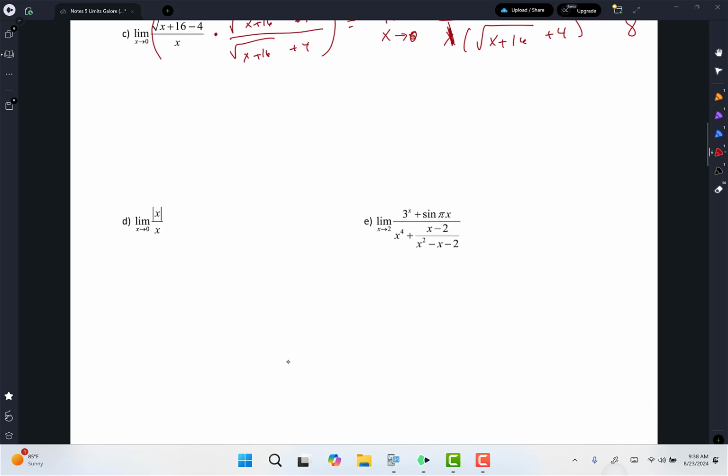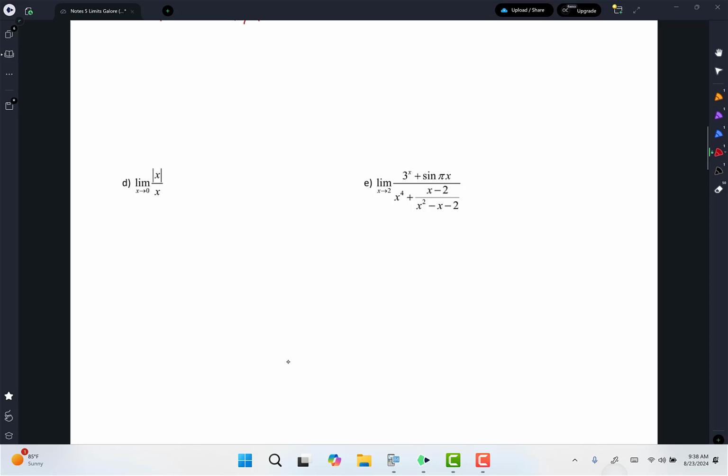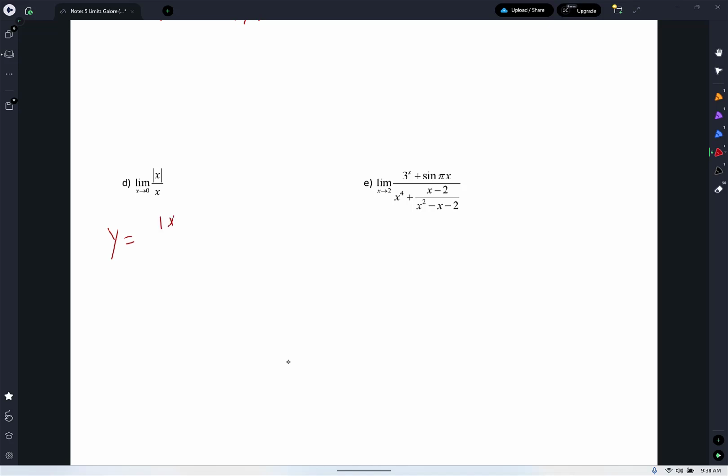Letter D. Relax, go slow. Limit as x approaches 0. Do you know how this graph looks? No, you're close. Well, no, not close. So think about it. X over x. What's 5 divided by 5? 1. What's 10 divided by 10? What's 100 divided by 100? It's always 1 as long as x is positive.